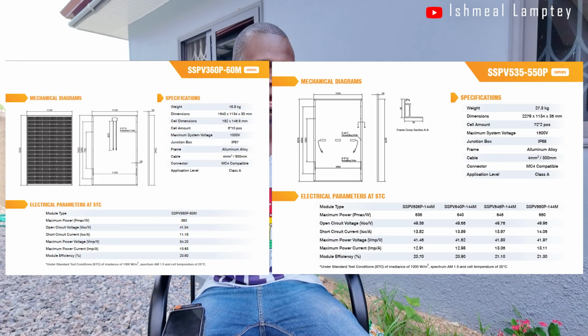Now, also talking about the higher the wattage, you're also looking at the size of the panel. So a 100 watt panel is going to be small in size. However, that of 400 watts, 460 watts is going to be bigger. 550 watts is going to be bigger than that of 400 watts. So that is one thing you also need to know. If you're going higher in terms of the wattage, you're also looking at something bigger.